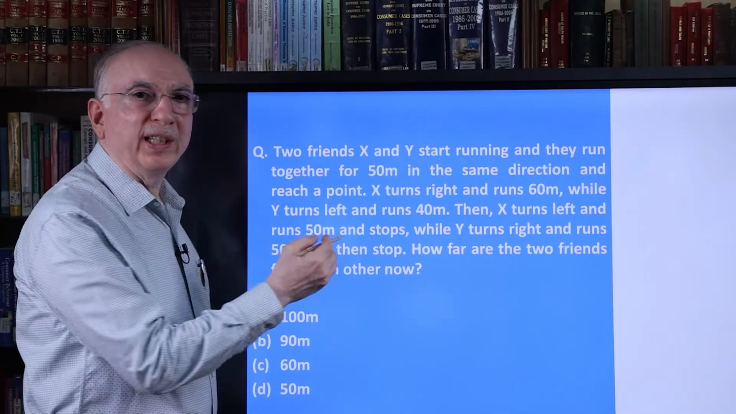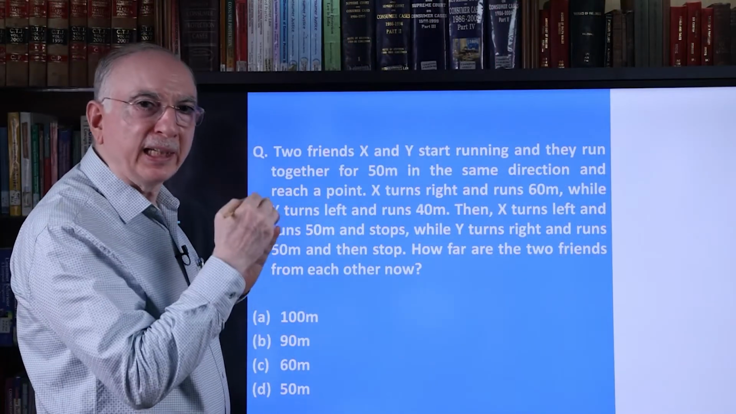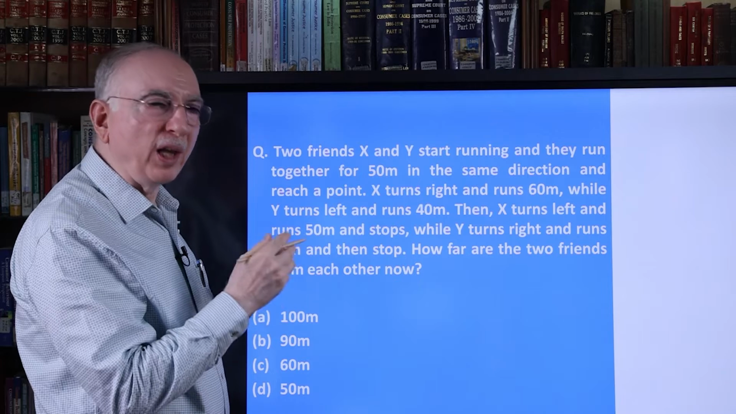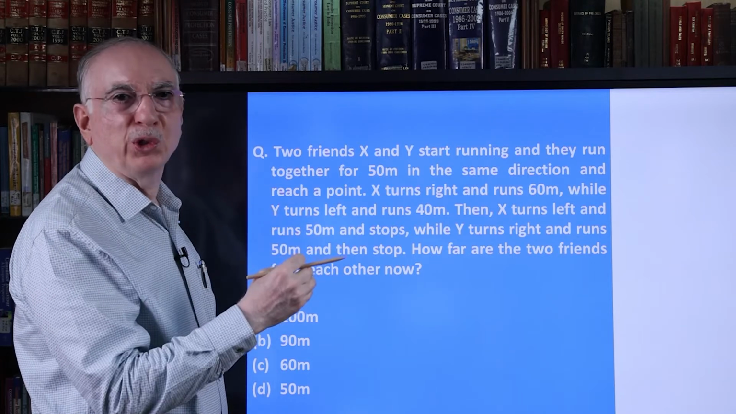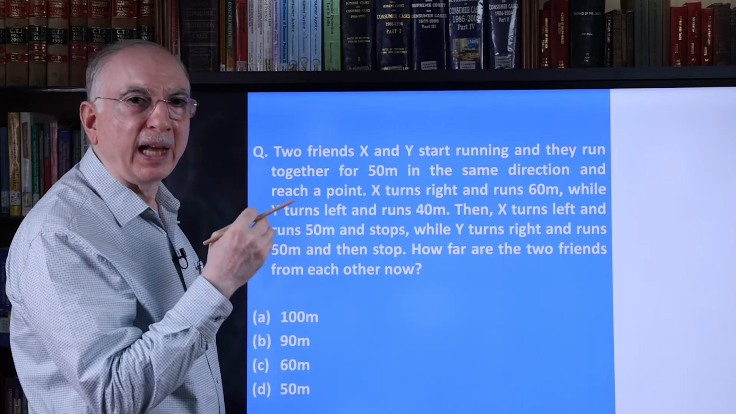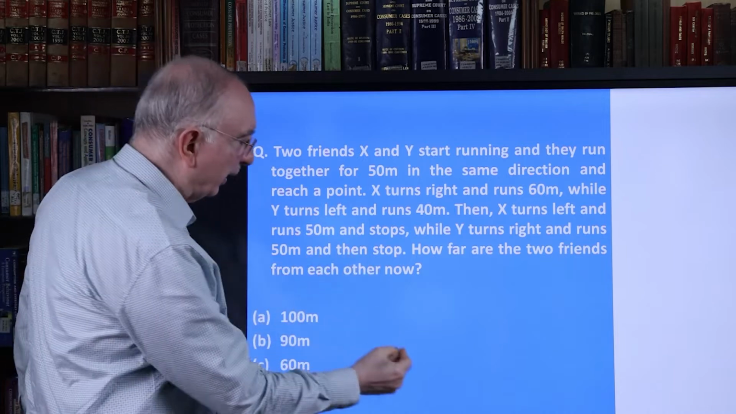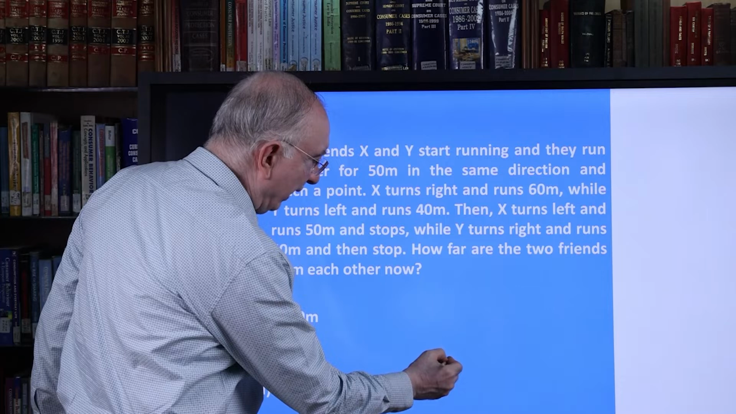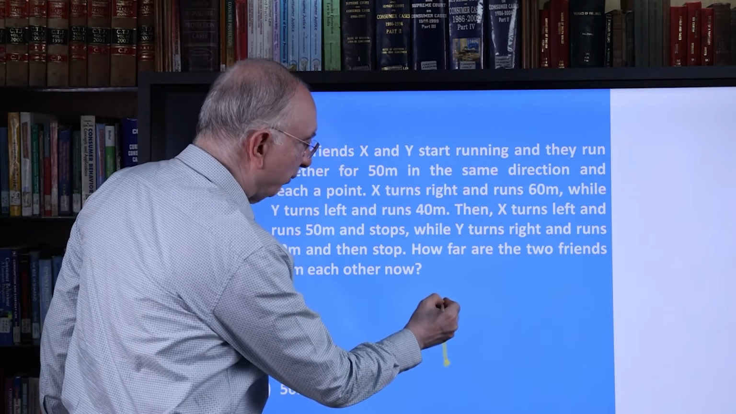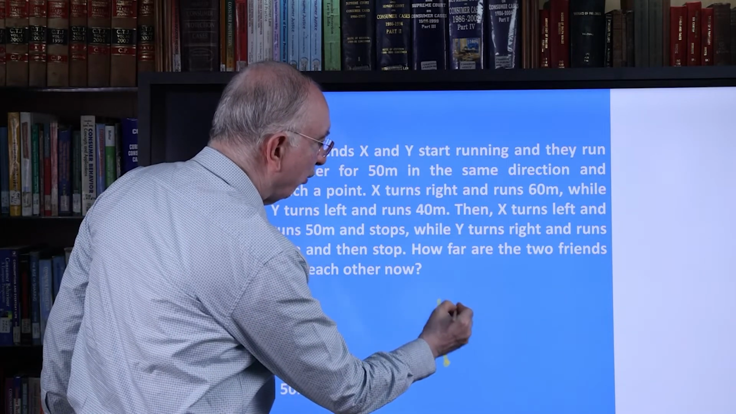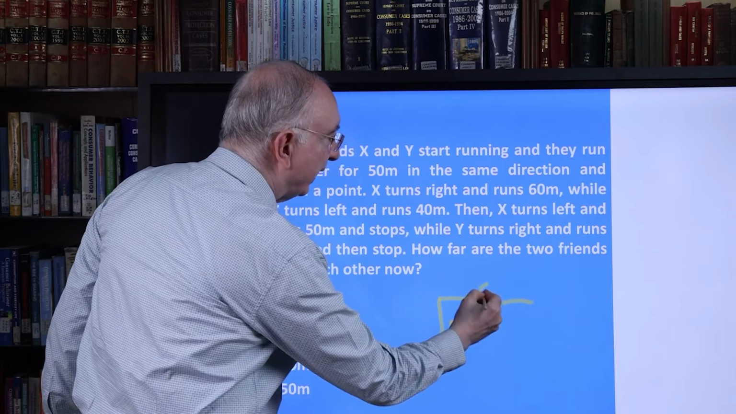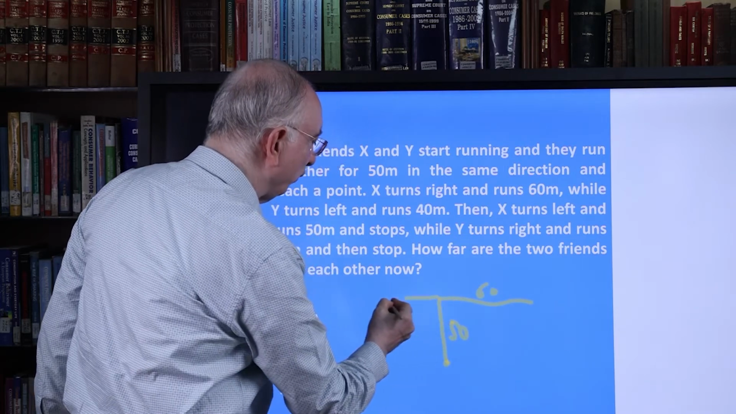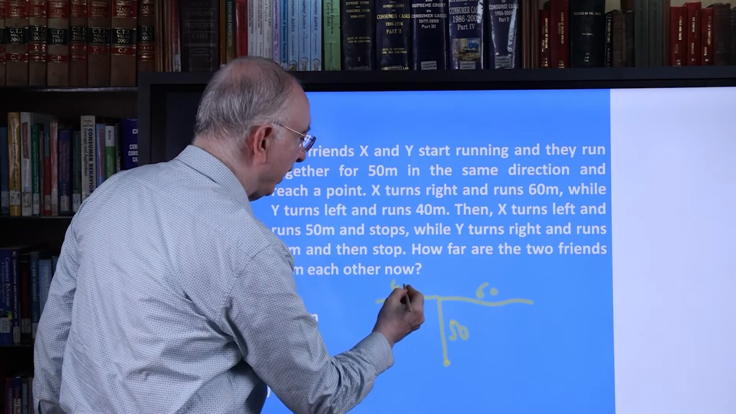In such question, important is that if they are running or moving in the opposite direction, that is crucial, and that will determine the answer to the question. Let us look at this. Suppose they are starting from this point, X and Y, and then they move 50 meter. Y moves 60 meter in this direction, and X moves 40 meter in this direction.